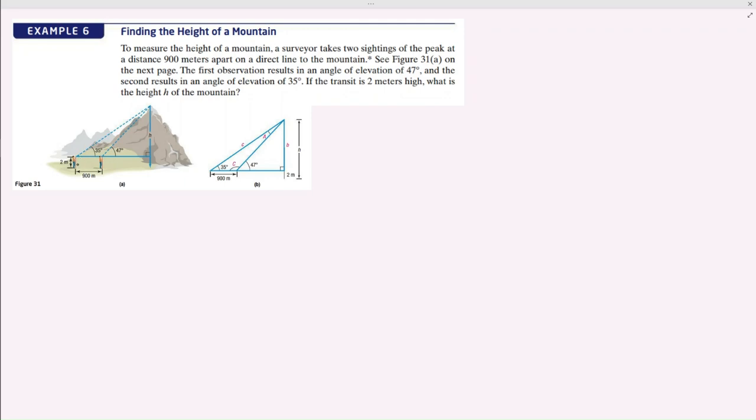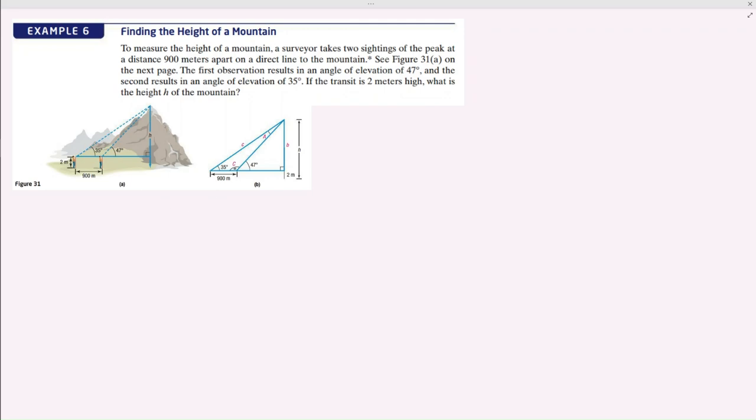from the base here, he gets an angle from the top of this device and determines it to be 35 degrees, and then goes a distance of 900 meters, and he finds another angle of elevation. This time it's 47 degrees to that same point on the peak, and that sets up a scenario for us to use the law of sines.